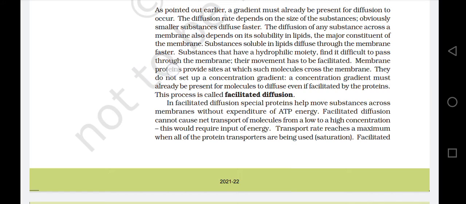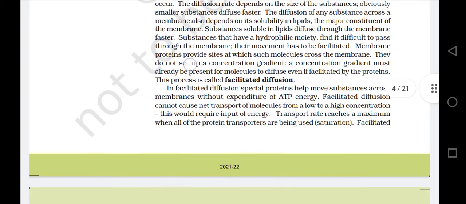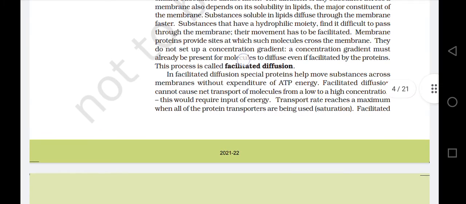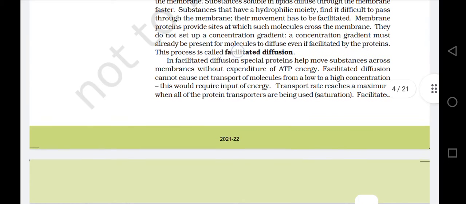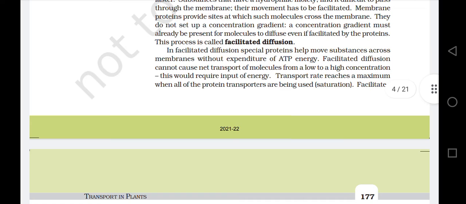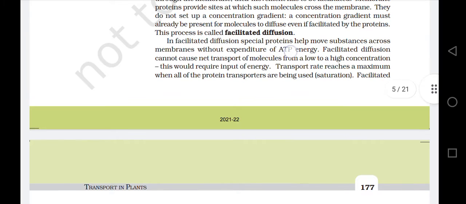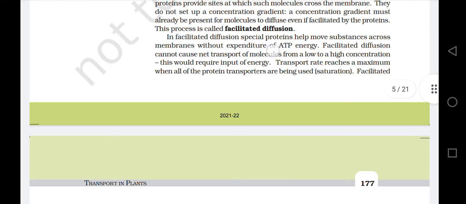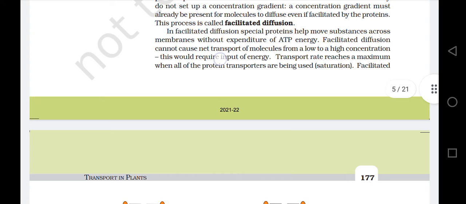Membrane proteins provide sites at which such molecules cross the membrane. They do not set up a concentration gradient. A concentration gradient must already be present for molecules to diffuse, even if facilitated by the proteins. This process is called facilitated diffusion. In facilitated diffusion, special proteins help move substances across membranes without expenditure of ATP energy. Facilitated diffusion cannot cause net transport of molecules from a low to a high concentration. This would require input of energy.